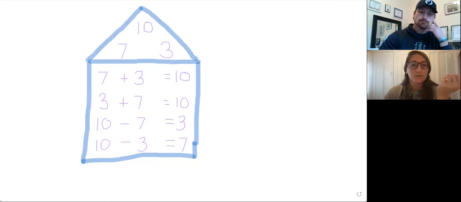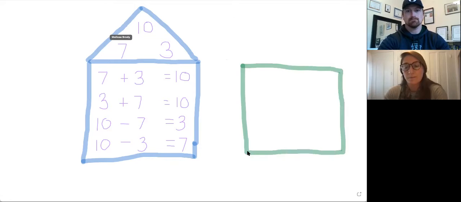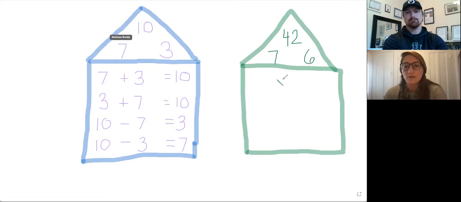So now if you're working with older students, let's say 3rd grade and above, who are learning multiplication, you can do a fact family with multiplication and division also. So if you have, let's say 42 as your total, and we have 7 and 6, you can do 2 multiplication problems that will equal 42. And then you would have 2 division problems that would start with that total.